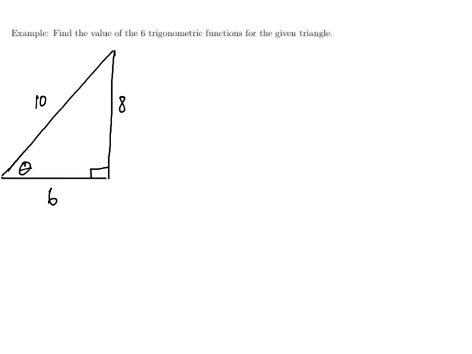This question says, find the value of the 6 trig functions for the given triangle. So we have a triangle, we have an angle, theta, and what we want to do is find sine theta, cosine theta, tangent theta, and then each of the reciprocal functions as well. So cosecant theta, secant theta, and cotangent theta.